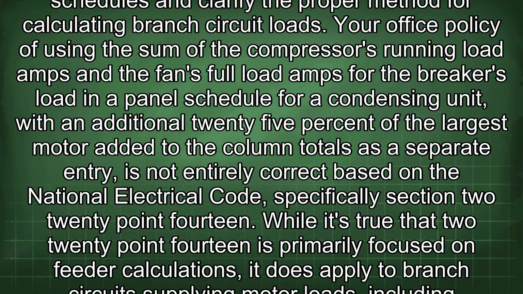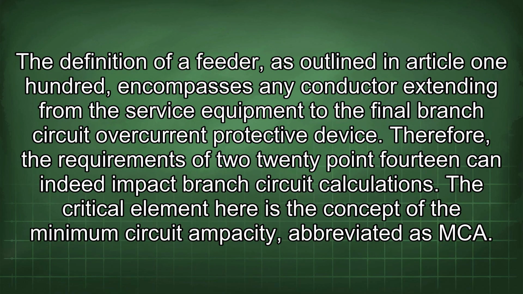220.14. While it's true that 220.14 is primarily focused on feeder calculations, it does apply to branch circuits supplying motor loads, including air conditioning condensing units. The definition of a feeder, as outlined in Article 100, encompasses any conductor extending from the service equipment to the final branch circuit overcurrent protective device. Therefore, the requirements of 220.14 can indeed impact branch circuit calculations.